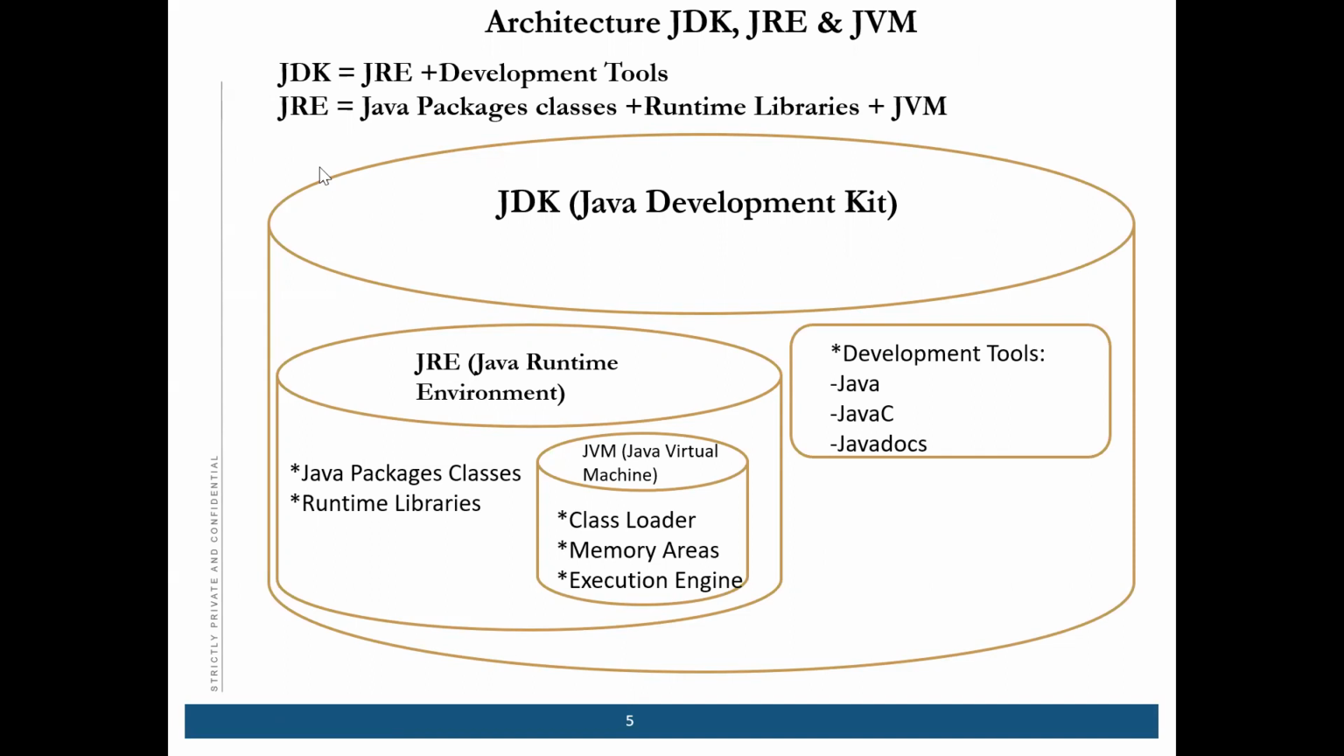Okay, so this is the architecture of our Java. What are JDK, JRE, JVM? We will learn in detail with this particular diagram. JDK is the Java Development Kit. This is the full Java Development Kit. In this, we have the JRE, which is the Java Runtime Environment. It is the environment created for running our programs.